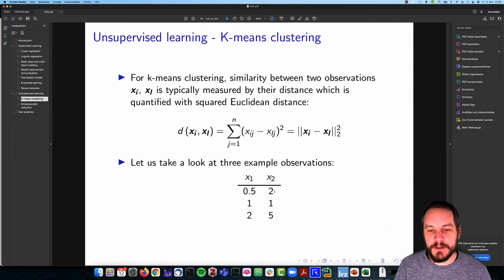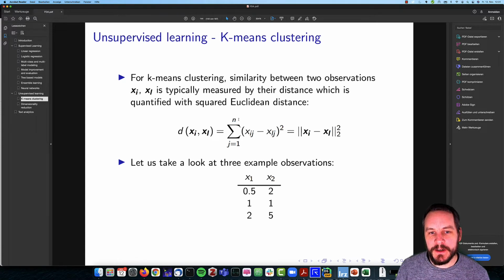We need to be able to understand and to quantify by a single number if, for instance, this first observation is closer to the second one or to the third one. One way of measuring this is the Euclidean distance, or what's used by k-means clustering, the squared Euclidean distance. Even though that looks complex, we have here n feature variables for each sample in our data set.